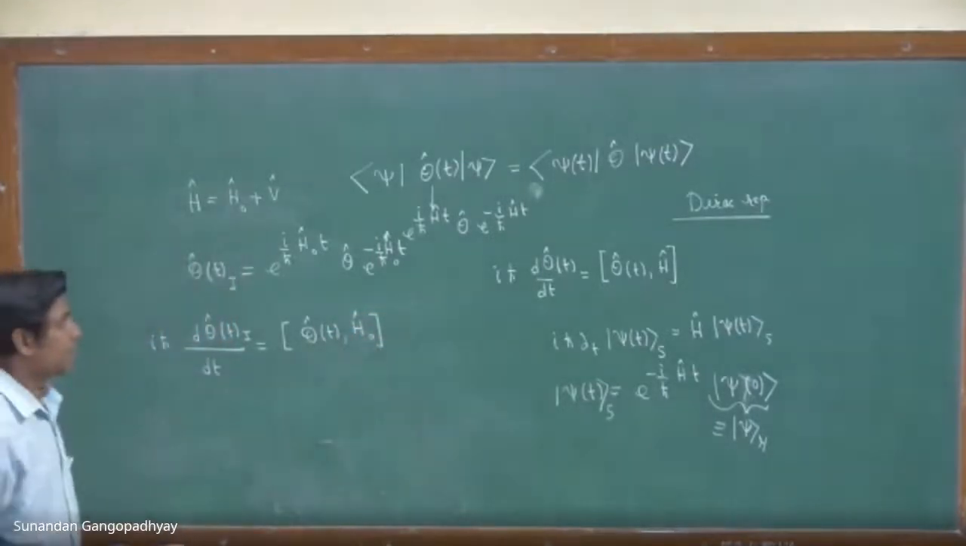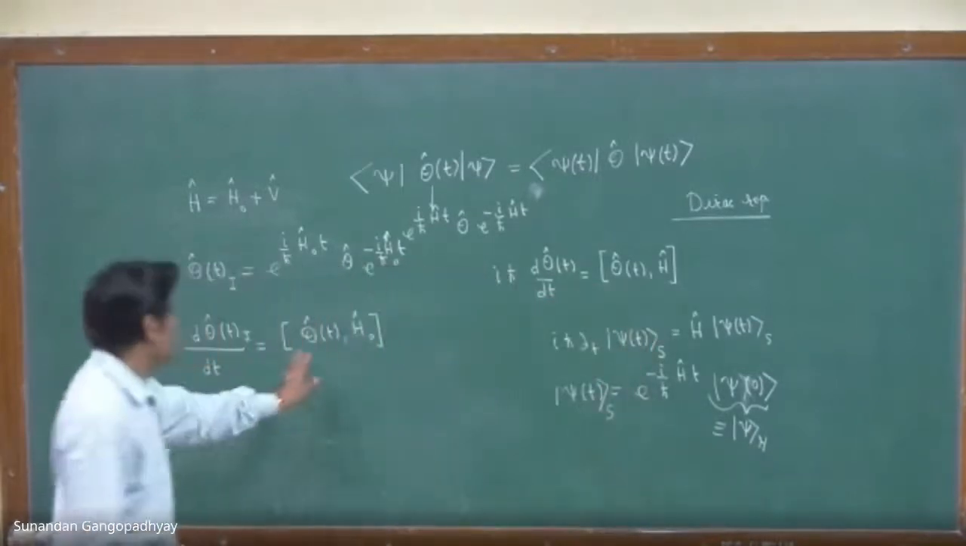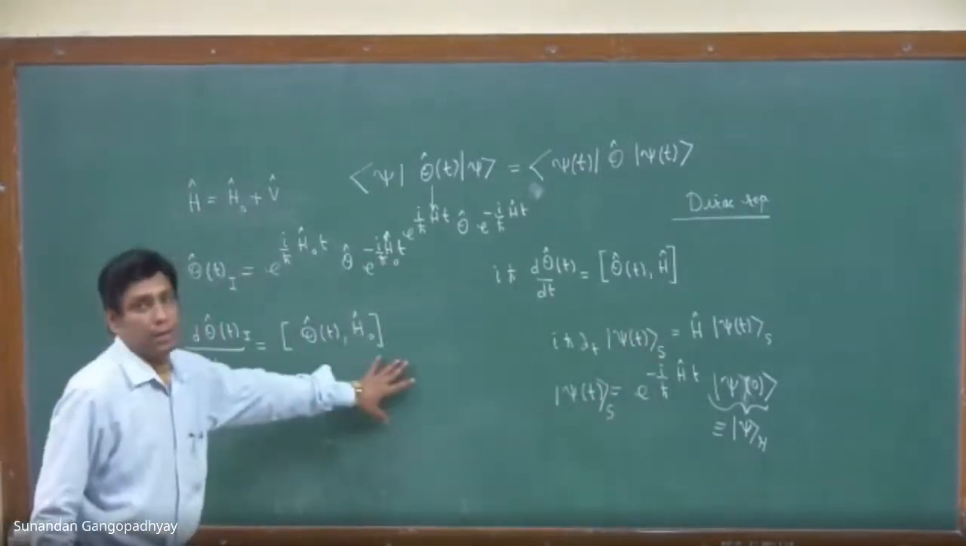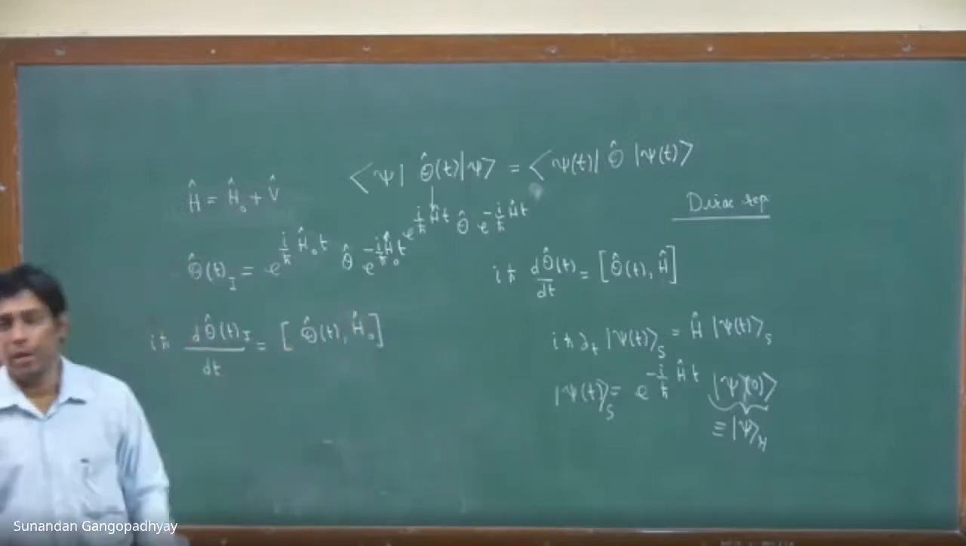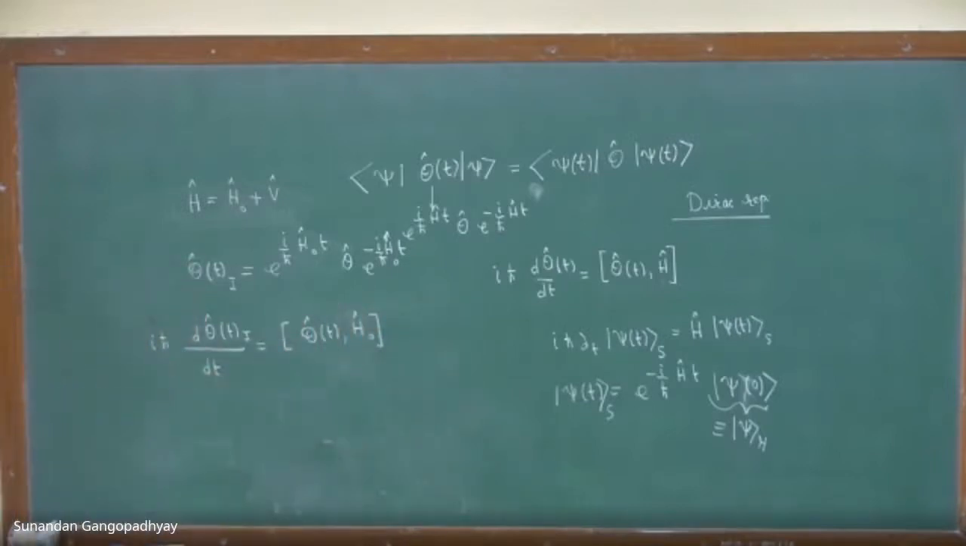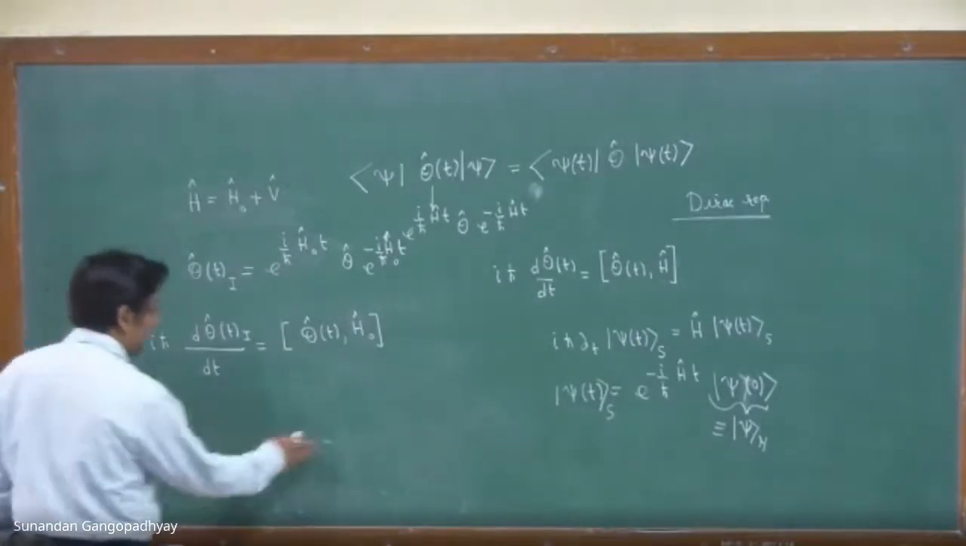Just as in the case of the Heisenberg equation of motion, dynamical evolution is governed by the free part, not the full Hamiltonian, but only the free part of the Hamiltonian. That is how the dynamical evolution is governed. What about the state gates?